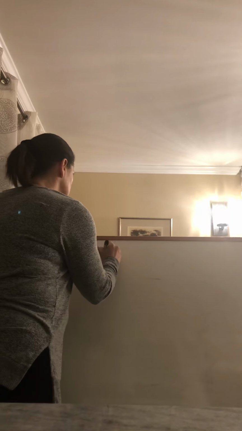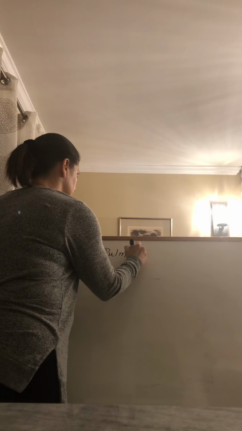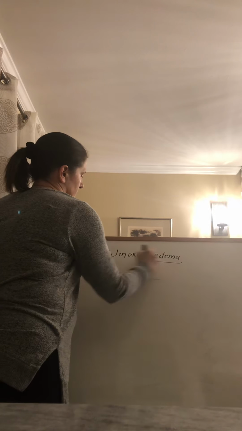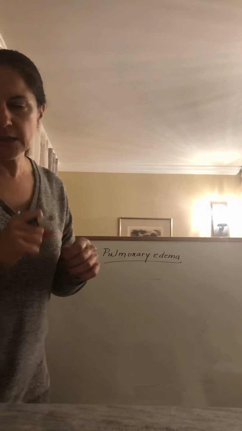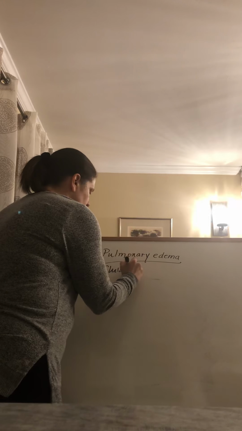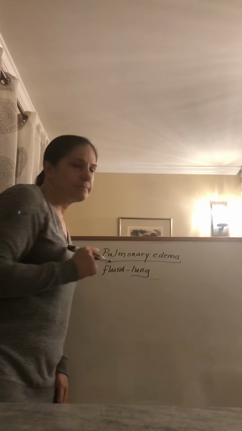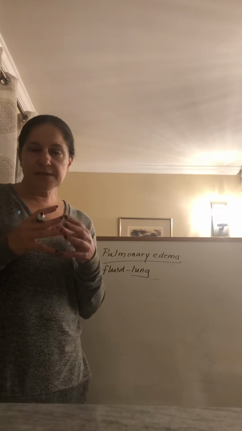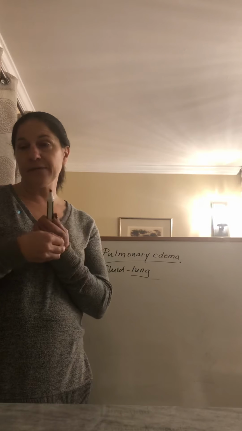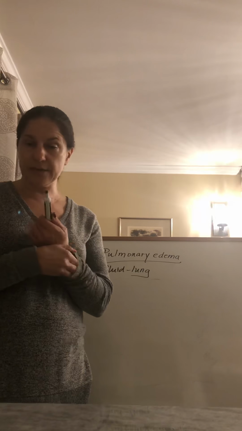Okay, two more things that I want to talk about quickly. One is pulmonary edema, and then two is acute respiratory distress syndrome. So, pulmonary edema. Okay, pulmonary edema occurs when you have fluid, excessive fluid in the lung. Now, obviously, this is going to hinder your ability for gas to be exchanged across the alveolar membrane if you have excessive amounts of fluid getting in the way.